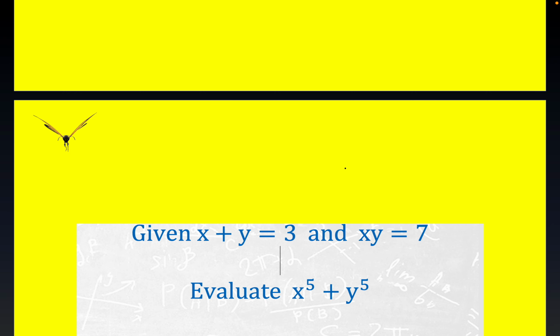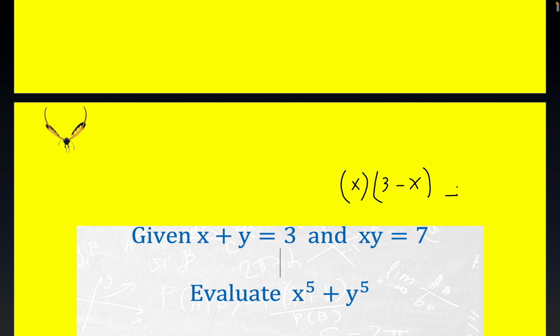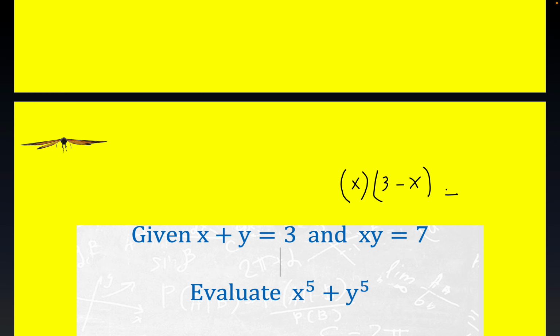Good morning, everybody. I'm aware of at least two methods of solving this particular problem. One would be just to do a substitution right here. In other words, you could write this as x times (3 minus x) equals 7. Now, I'm not going to go any further than here, but you end up with complex solutions to this.